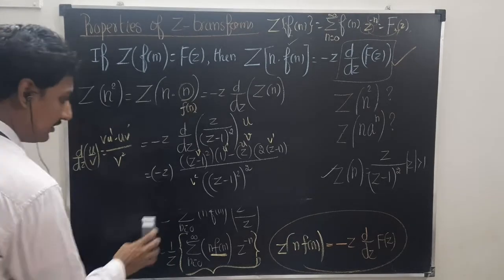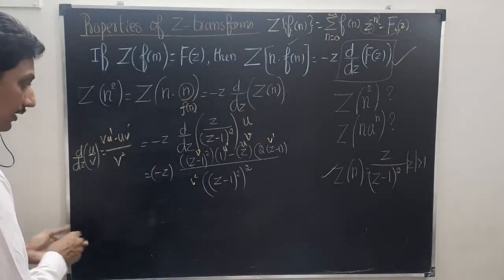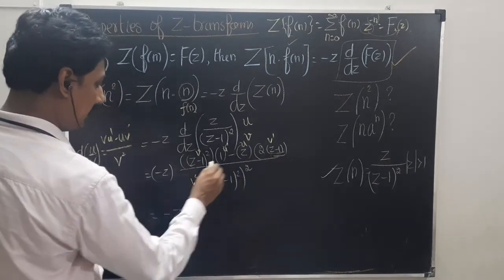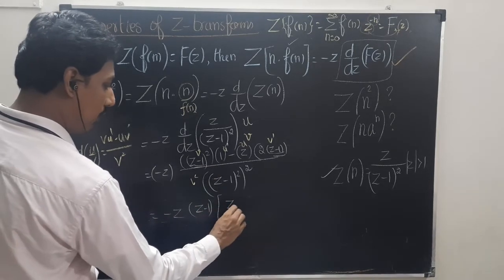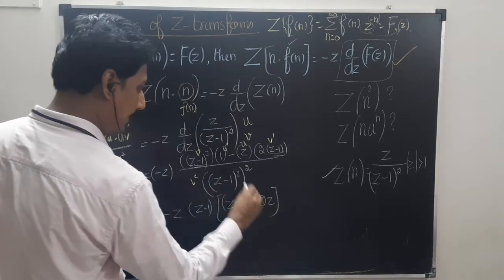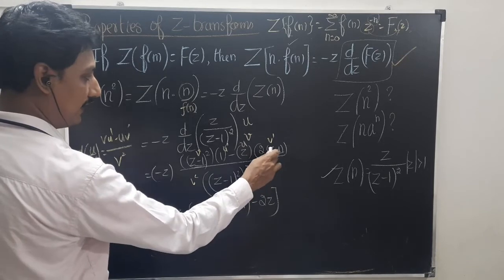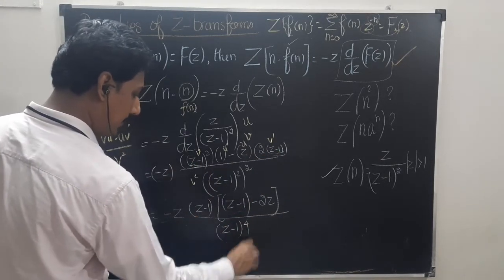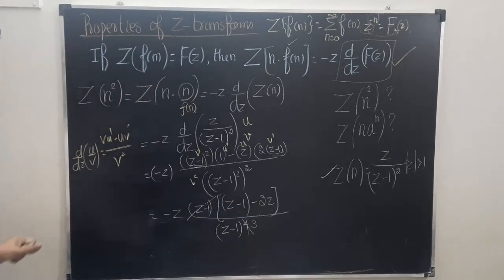Now after differentiation, can we simplify this? We get the z transform of n squared. So minus z into, can we take z minus 1 common from the numerator? So z minus 1. What's the balance here? We have one more z minus 1. Here we have minus 2z, right? Because of minus 2 into z, so minus 2z. I have taken this z minus 1 outside, divided by z minus 1 whole power 4. After that I can cancel one z minus 1, so we will get the answer.